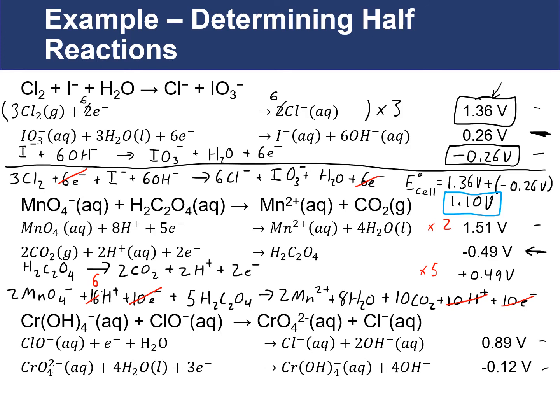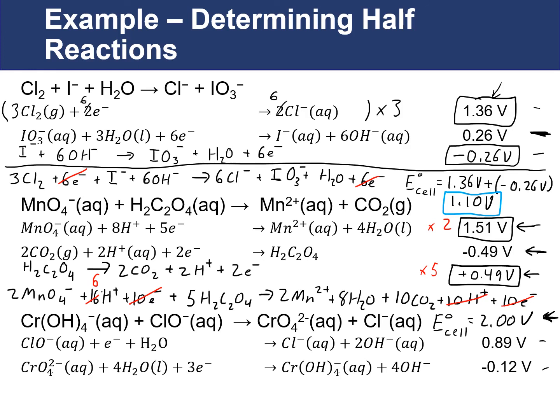My total E cell is going to be the reduction half potential plus the oxidation half potential. So the E cell would be the sum of those two values, which would be 1.51 plus 0.49, which would be 2.00 volts. Note that although I took the top reaction and multiplied it by 2, and the bottom reaction and multiplied it by 5, I did not, when I was summing up the two values, multiply the voltage by 2, and I did not multiply this voltage by 5. You just use the values as they are. The scaling factor when we are talking about moving 10 electrons gets taken into account later in calculations. For now, the voltages are just the sum of the two cell potentials.